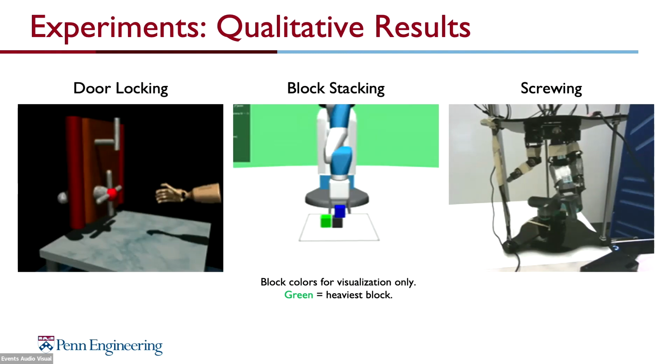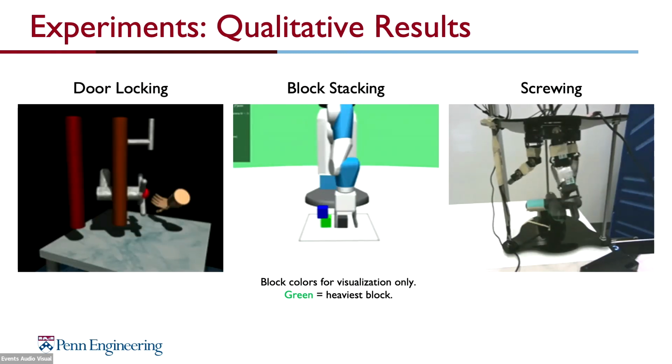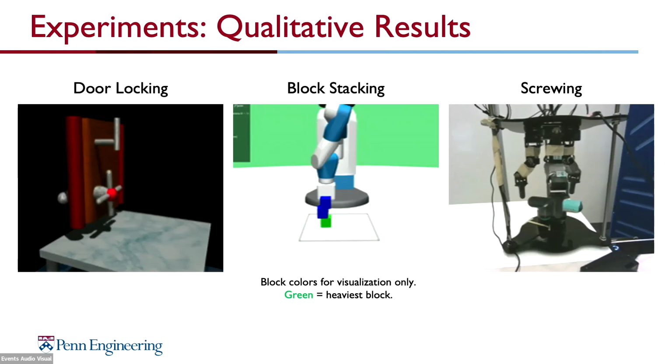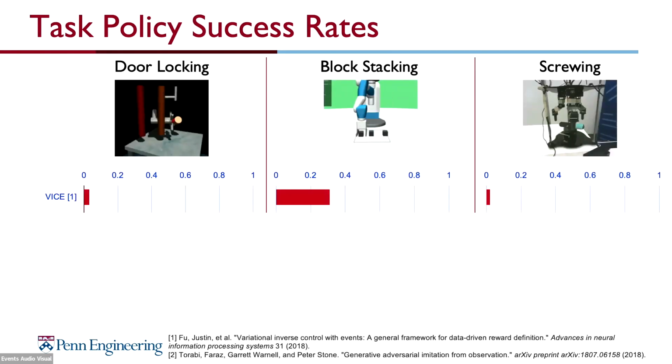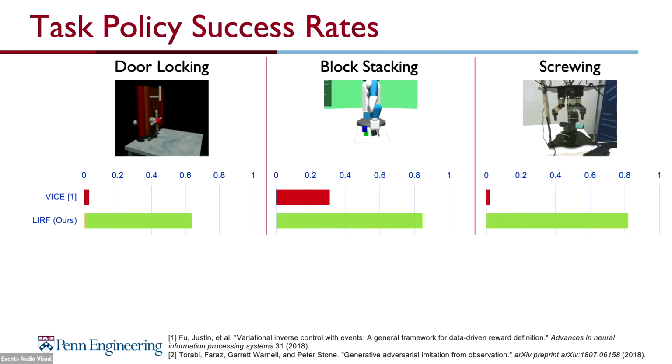whether the screw is tight or not without trying to twist it open. Once again, our method LERF learns correct screwing behaviors. Of course, we also evaluate our method quantitatively against several baselines. As all these tasks are designed to be partially observable, the baseline image-based exemplar reward method VICE performs poorly. On the other hand, our method LERF is able to solve all of them with significantly higher success rates.